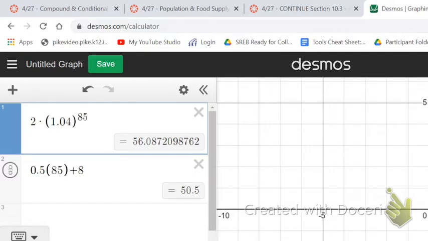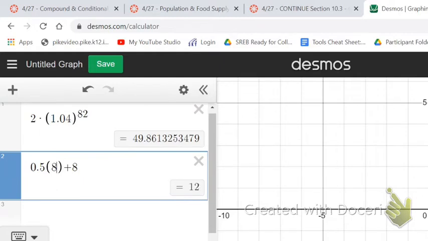What about 82 years? Let's find out. Do they have enough food? Well, no. Not quite. They have enough to feed 49 million people. So would you round that to 50? They have about 50 million people, but they don't have enough food for 50 million people. One person's gonna die.